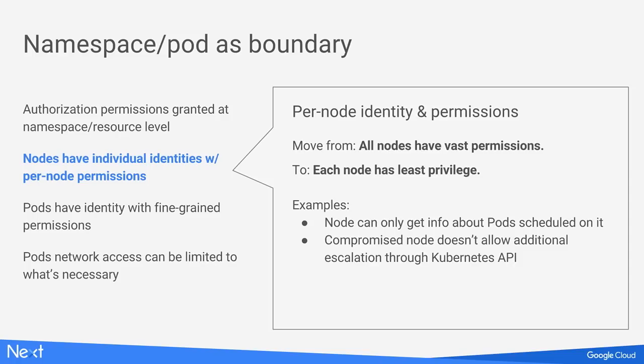So in this case, an example might be if I have a node, it should only be able to read data about pods that are scheduled on that node. If a pod is running on some other node in the system, there's really no need for it to be able to read that. Similarly, it should be able to read secrets for the things running on itself, but it shouldn't be able to read secrets for things that it doesn't need to know about. And if we get to this point, then a compromised node will not allow any additional escalation through the Kubernetes API. You'll be able to access things that happen to live on that node, but if there are 500 other nodes in your system, it won't be able to do things that reflect on them.